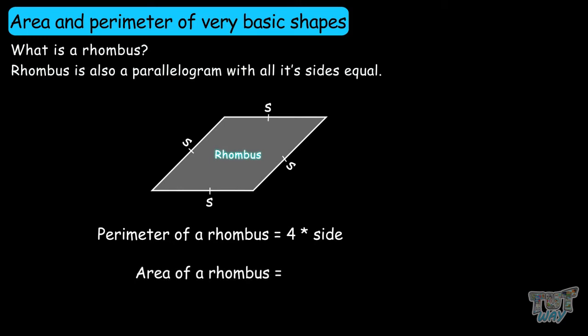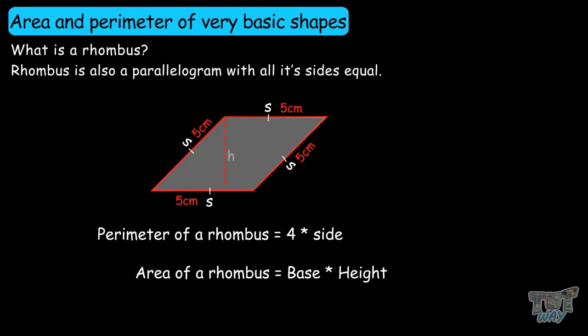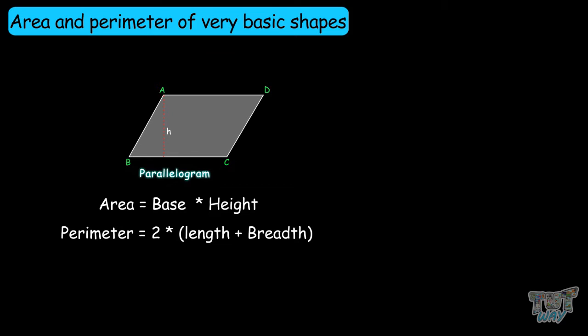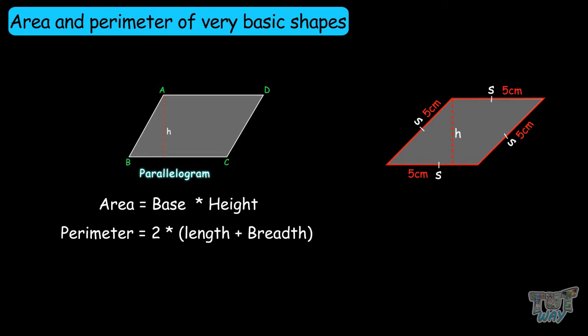Area is calculated with the formula we use to find the area of any parallelogram, that is base times height. And in the case of a rhombus, all sides are the same, so we may take any side and multiply with the height, and we get the area of a rhombus. I repeat, a parallelogram. Area, base multiplied by height. Perimeter, 2 times length plus breadth, or 2 times the sum of 2 different sides. Rhombus is also a parallelogram, where all the sides are equal. So the area is any side multiplied by height, and perimeter is 4 times the side.